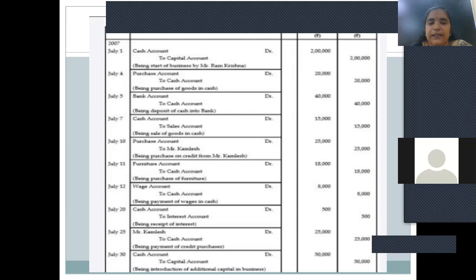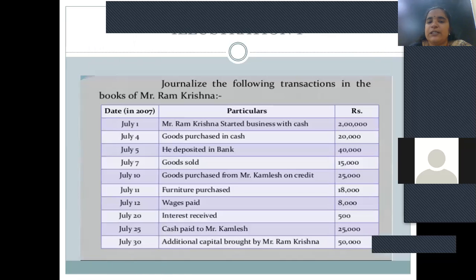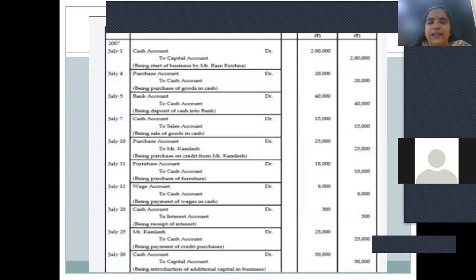Then the second transaction, goods purchased in cash. Now, with the cash invested, on the 4th of July, Ramakrishna is purchasing goods to start his business. The cost of those goods is 2 lakh rupees. So now when you are purchasing, goods are coming into the business. So purchase account or goods account debit. We are purchasing goods and giving cash.